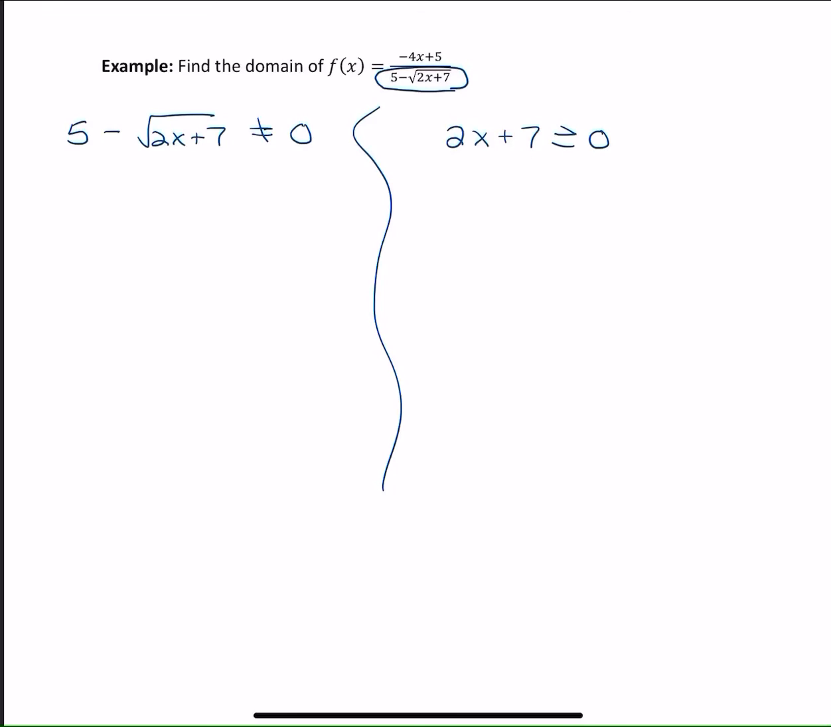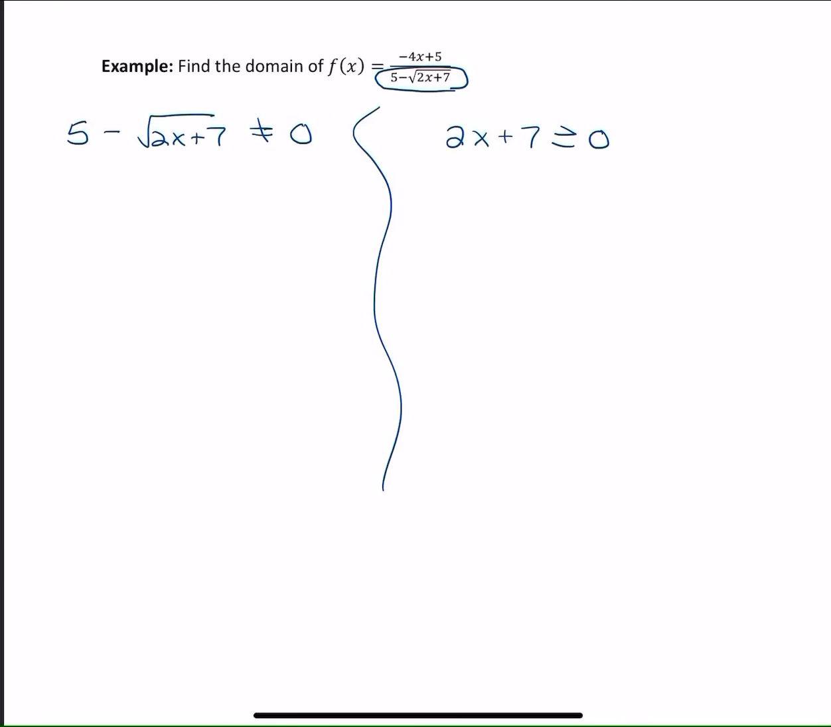Okay, let's look at one more example. And again, this has a couple problem spots. First of all, the denominator cannot equal 0, so the entire thing on the bottom cannot equal 0. And then also, what's under the square root by itself has to be greater than or equal to 0.